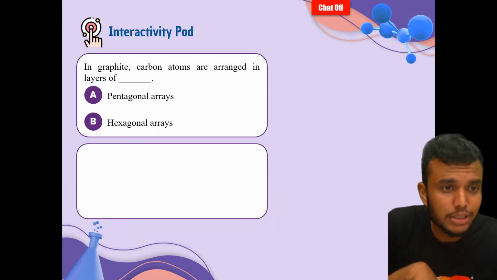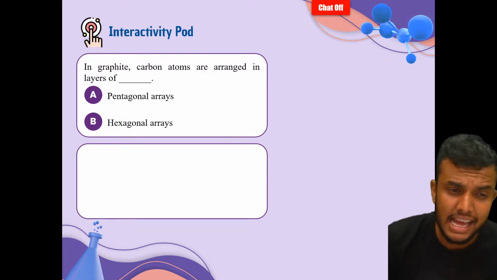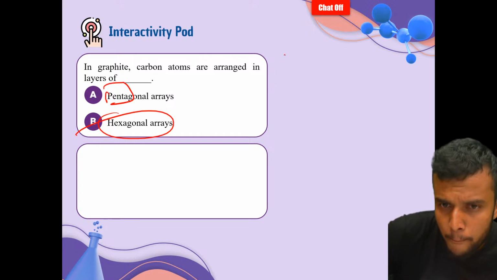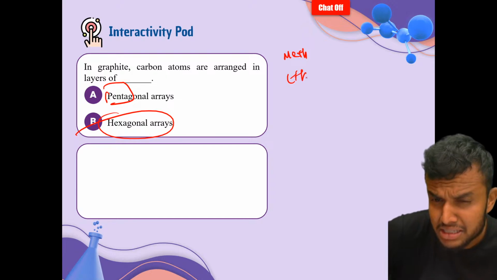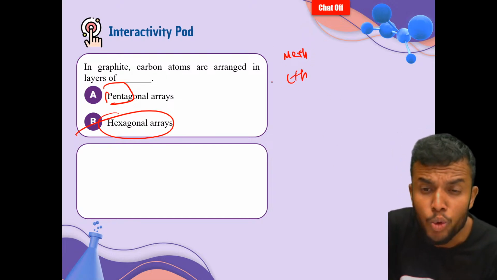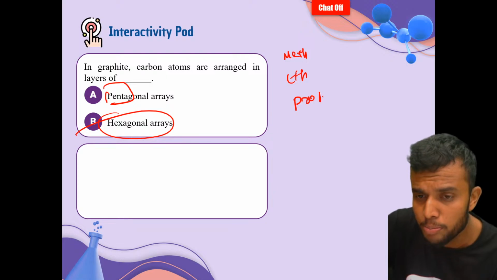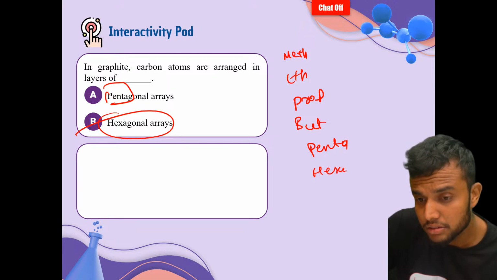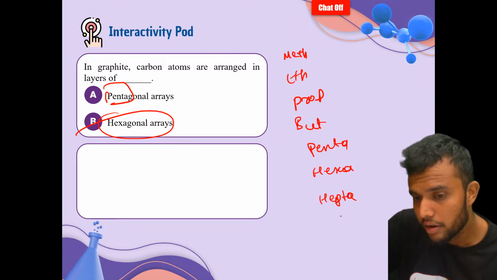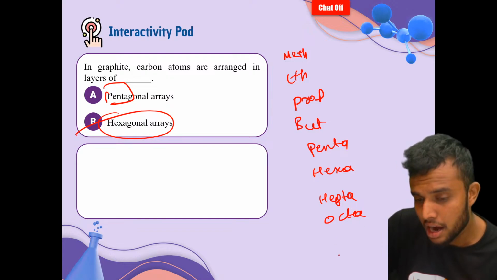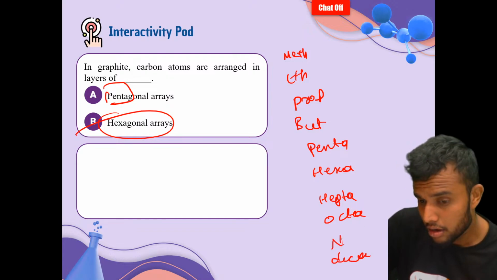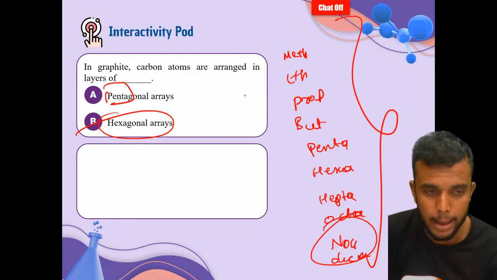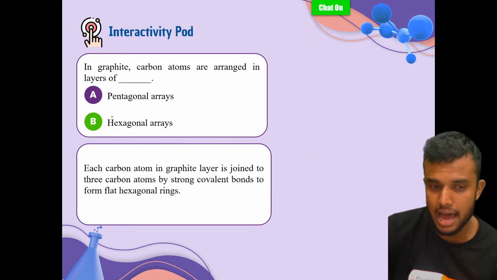Here one simple question is there, students. In graphite, carbon atoms are arranged in layers of pentagonal or hexagonal arrays. Penta is nothing but five, right? These 10 root words are very important: meth, eth, prop, but, pent, hex, hept, oct, non, and dec. Yes, these are the top 10 naming words. Okay, the answer is hexagonal array.